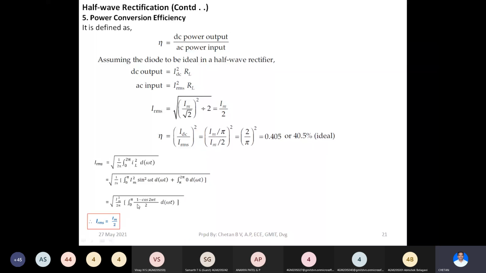So you will get omega t by 2 for the first term, minus the integration of cos, which is sine, right? After that you have to apply the limits 0 to pi, and again you will get Im by 2. So in both methods you will get Im by 2.